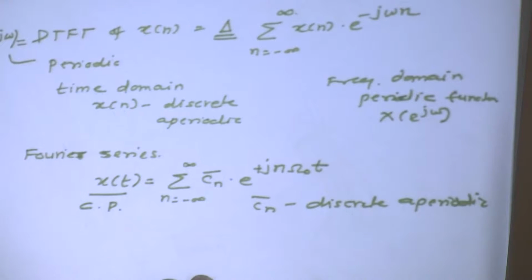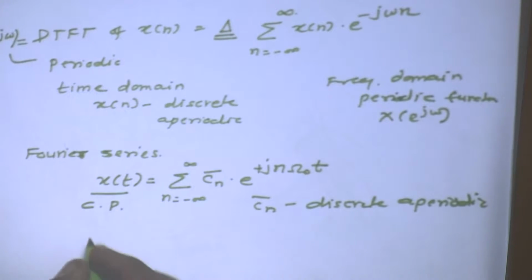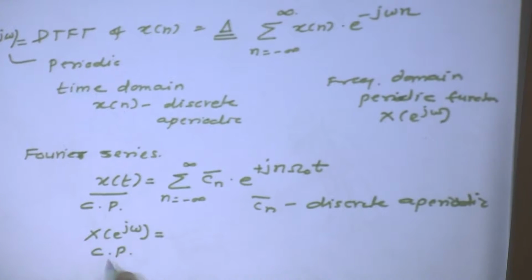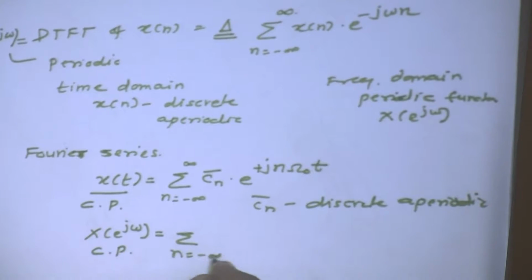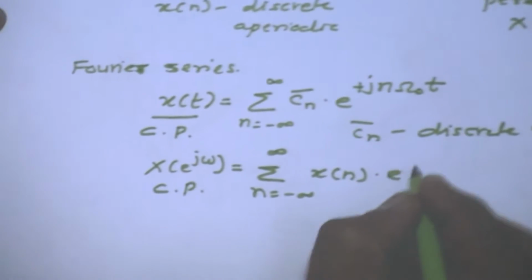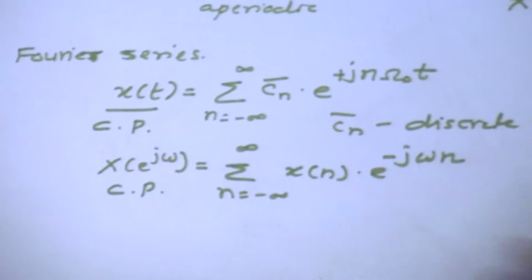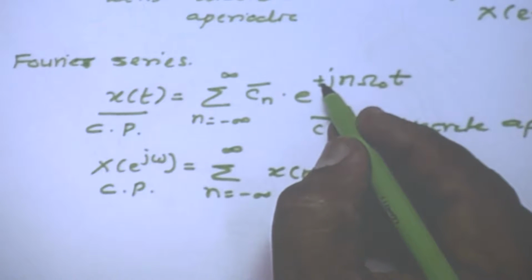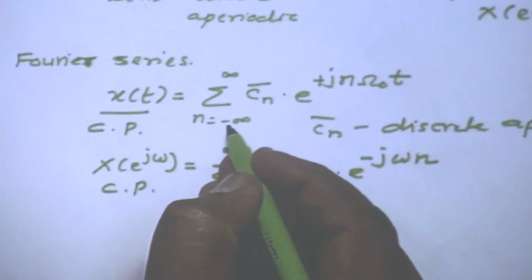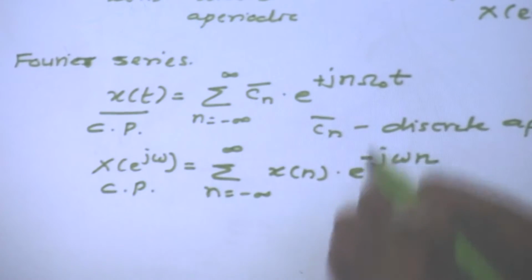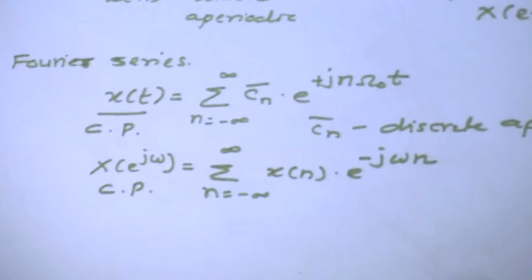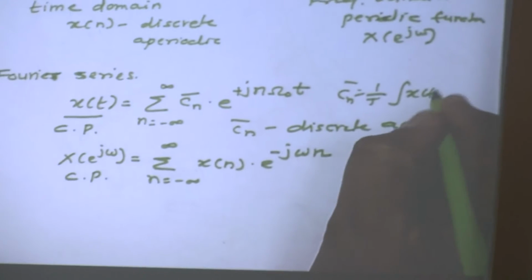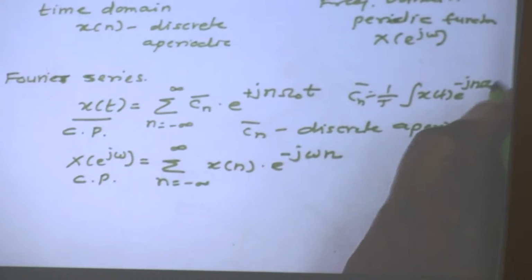Now this is exactly the dual of it, wherein we are writing X(e^{j omega}), which is a continuous and periodic function, as a summation n going from minus infinity to plus infinity of x[n] into e to the power minus j omega n, where even if this is plus j, since this is going from minus to plus, it makes no difference. Here we wrote C_n bar is equal to 1 upon T integration x(t) into e to the power minus j n omega 0 t dt.